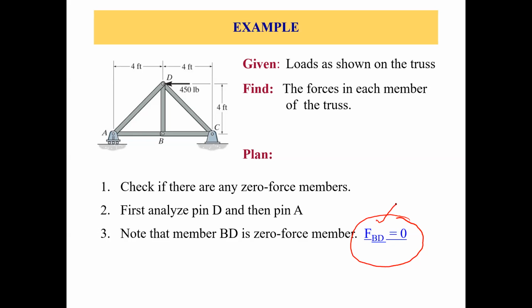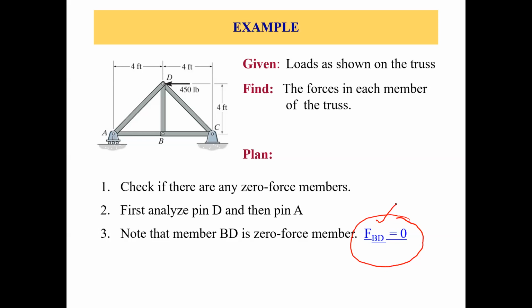Let's see. If we start from joint A, how many unknowns do we have? We have member AB, member AD, and the support reaction. This is a roller support, so we have 1 support reaction at joint A. So we have 3 unknown forces at joint A.